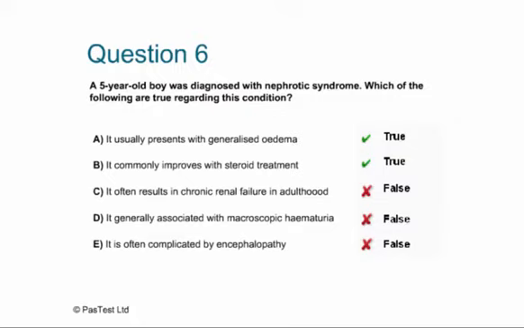It doesn't often result in chronic renal failure in adulthood, and most cases burn themselves out in adolescence. And it isn't generally associated with macroscopic hematuria. In fact, macroscopic hematuria would be one of those features that would make you think that it wasn't minimal change and it was a more atypical nephrotic syndrome.